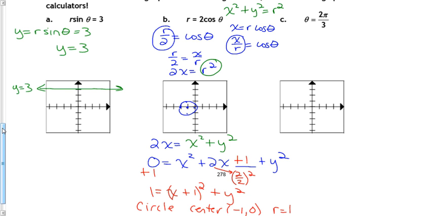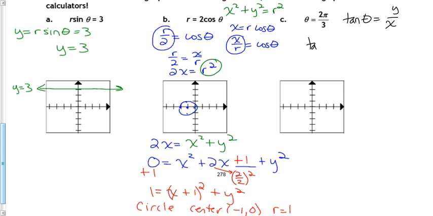Okay, now we're moving on to part C. Now this one we have theta is 2 pi over 3. So I know theta, but I don't know anything about r. So look back at your equations and find one that just has a theta in it but doesn't have an r. And when I look back, I'm happy to find tangent. So I have tangent of theta is equal to y over x. So let's plug that in.